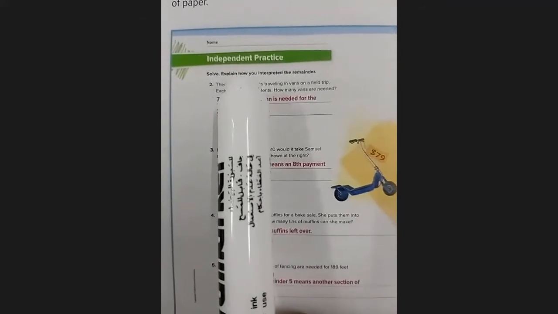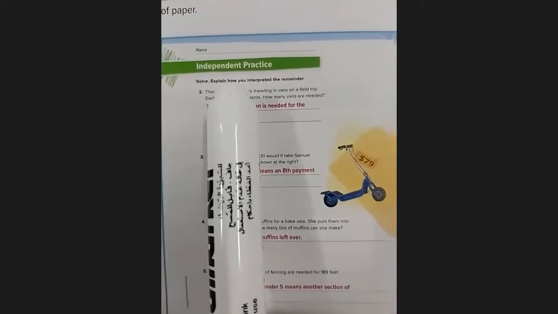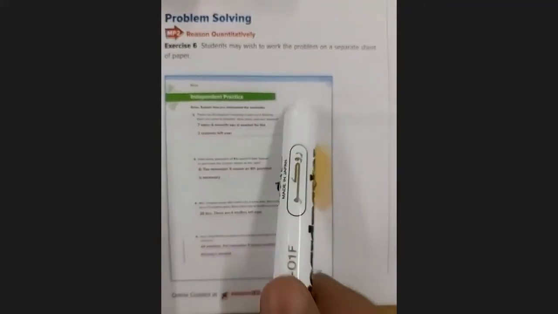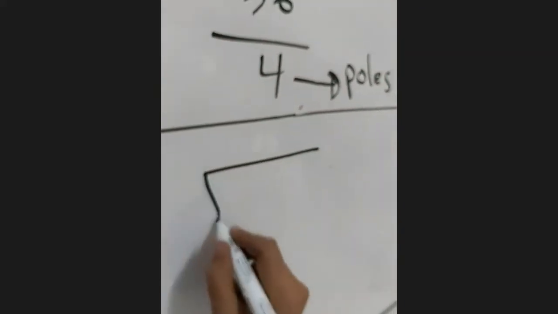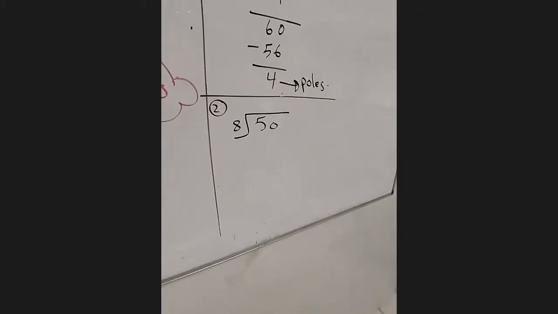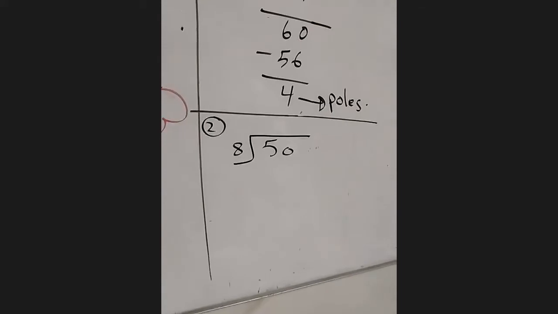So the total of the students is 50. In each van, guys, we can put 8 students. How do we know the number of vans needed for this trip? Can you tell me how we know, Hashim? We divide 50 by 8. Yes, let's divide 50 by 8. Beside the question, guys, you have a space. Beside the question, make the long division. Come on, Hashim. We have 50 students, each 8 need one van. So let's find how many vans we need.